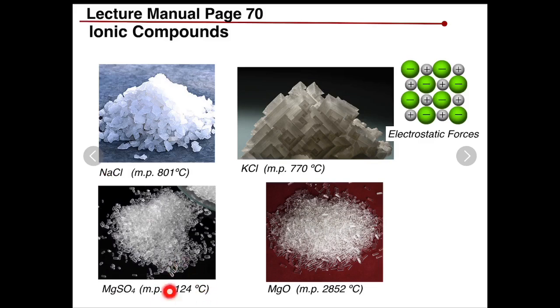In this case, you will see that as the charges increase, the melting point also increases, which is similar to the metallic bonding that we just discussed earlier. As the charges increase from +1 to +2, you will see that the melting point increases significantly, which indicates that these are held together by a stronger electrostatic force than these two. So that's what it means.